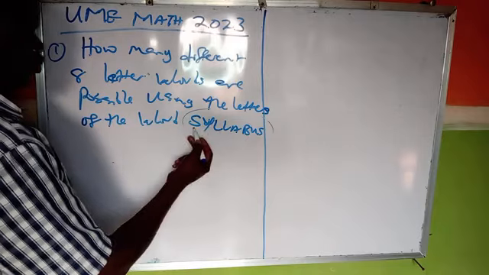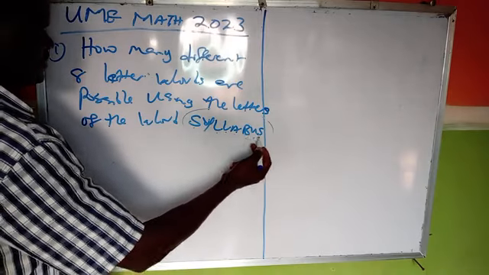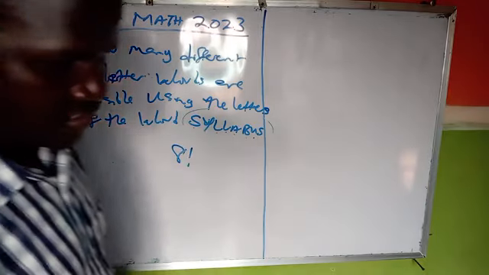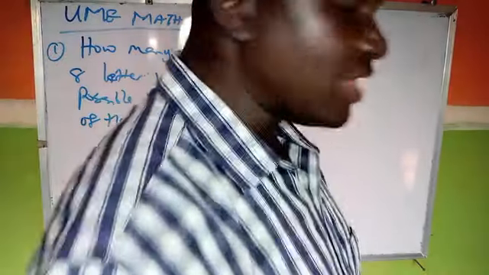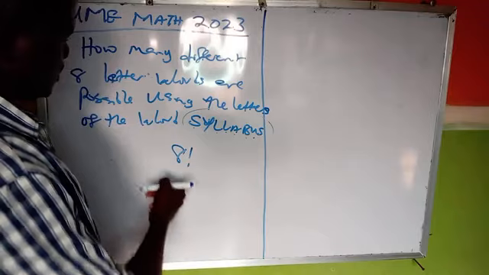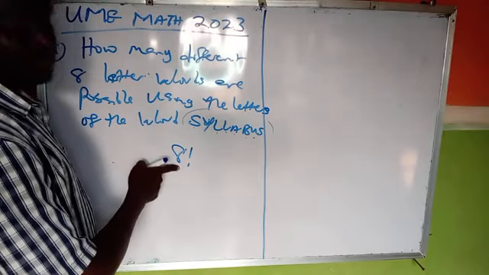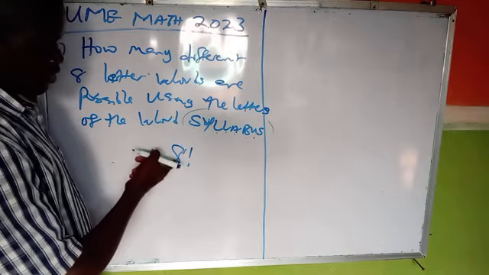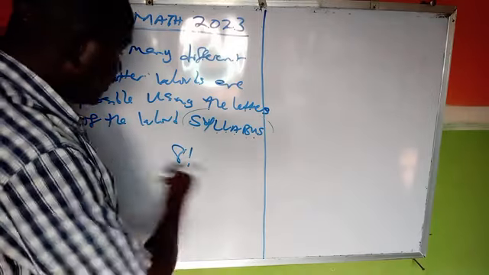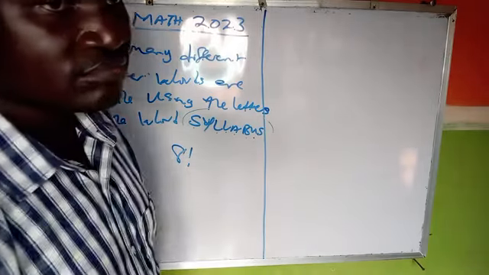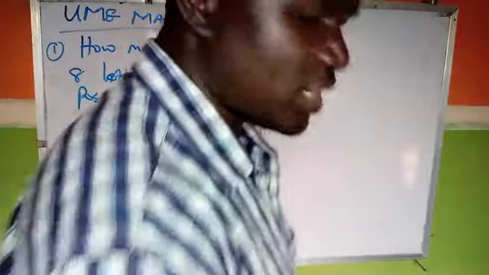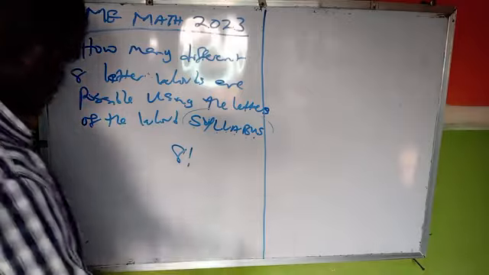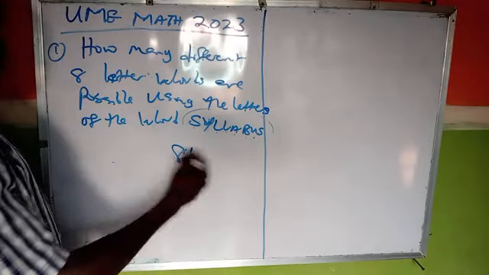How many are there? 1, 2, 3, 4, 5, 6, 7, 8. So you have 8 factorial. Factorial means the product of all numbers from 8 to 1. That is 8 times 7 times 6 and the like, until you get to 1.